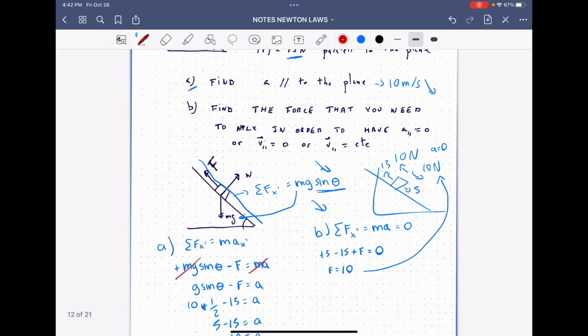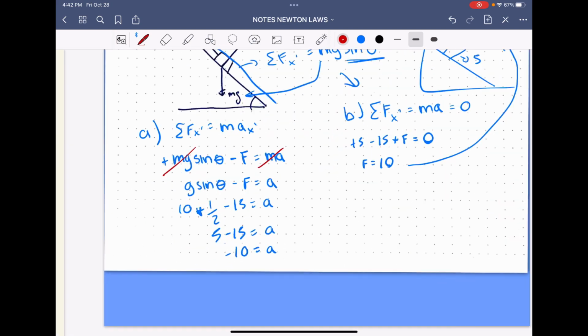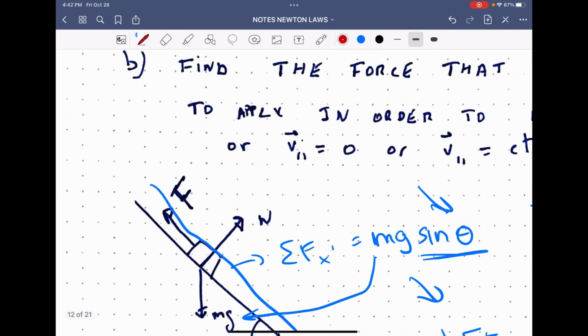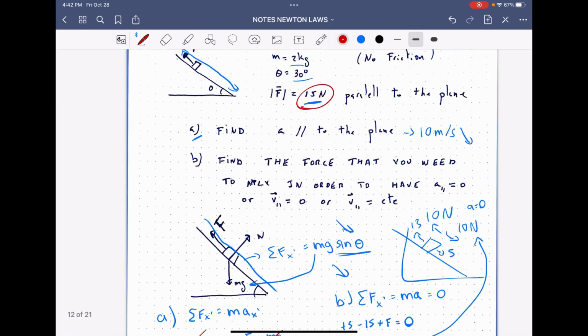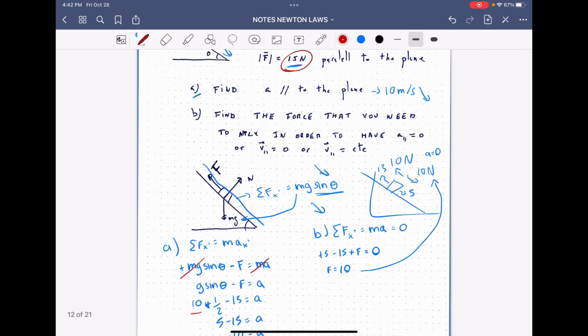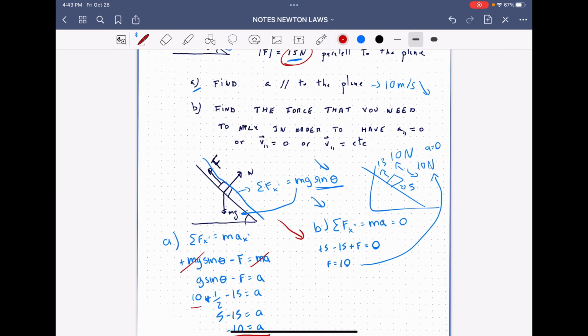So here we have that gravity is 10 already. And then sine of theta is half. And the force right here is 15. So we make it equal to a, and we solve for a, and we get that a is negative 10. So it is moving in the downward direction at negative 10 meters per second squared.